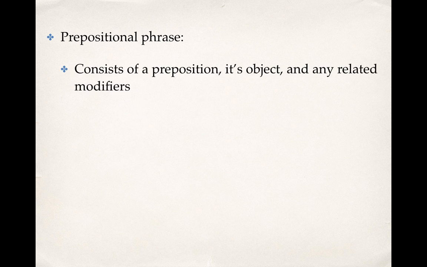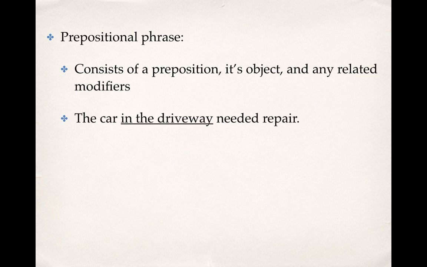So let's start with the most common, and you probably already recognize this one because we've discussed it before, and that is a prepositional phrase. And all a prepositional phrase consists of is a preposition, its object, and any related modifiers. And again, we've talked about prepositions, so this should be fairly familiar to you. So I'll just give you a few examples here.